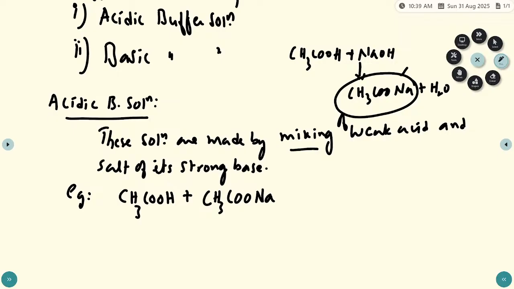What is the acidic buffer solution? How can you make acidic buffer solution? By mixing up a weak acid and the salt of its strong base. So this is the composition of the acidic buffer solution, and its pH is 4. The solution maintains pH 4, so if you add acid or base, it never changes its pH.